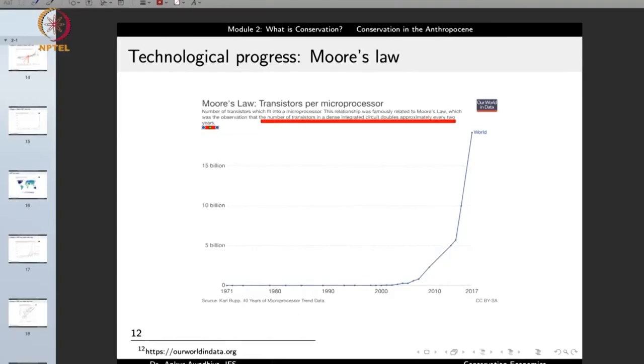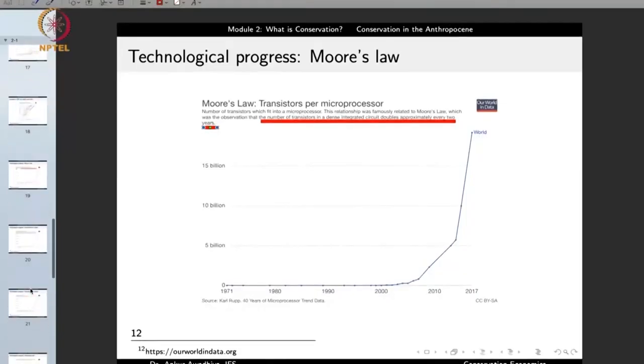What is the position at present? Well, we are observing that the number of transistors has been roughly doubling every 2 years, and we are observing an exponential increase, which is an indication of technological progress that is also increasing exponentially, which means that the T component of the equation I = P × A × T has also been increasing, and the rate of increase has also been increasing.